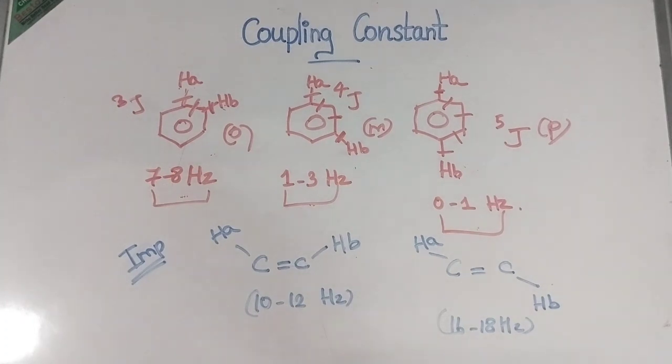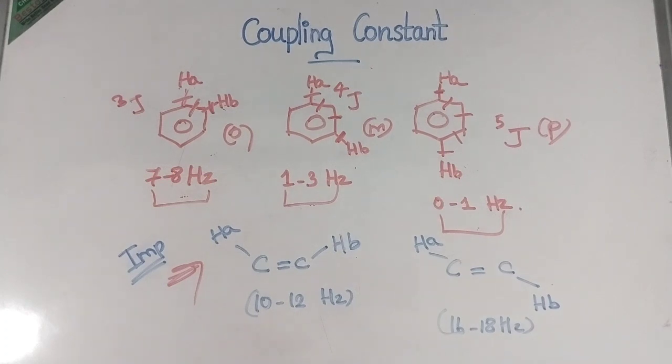Because if you know the concept that an electron withdrawing group present means it will be de-shielded, and if there is an electron donating group, it will be shielded, you can easily elucidate the structure. No need to mug up these coupling constant values. But a very important value that you should keep in your mind is this. You can easily find out whether the given compound is cis or trans.